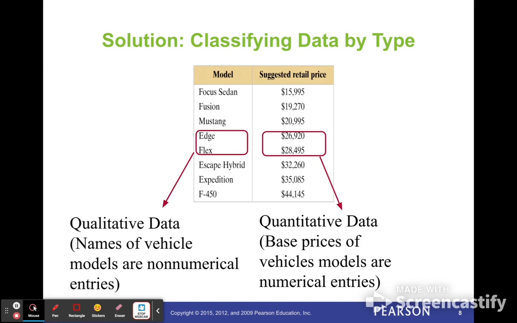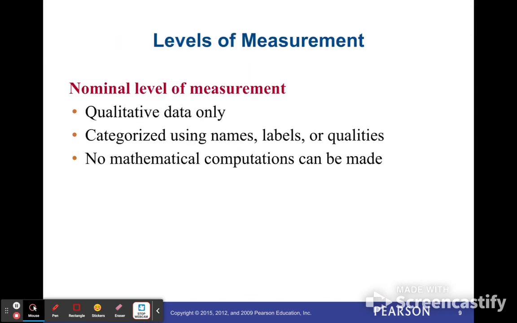Statisticians are not really satisfied with just saying this is qualitative and this is quantitative. They want to break the classification down more. So they have broken down the two classifications of data, qualitative and quantitative, into more specific levels.